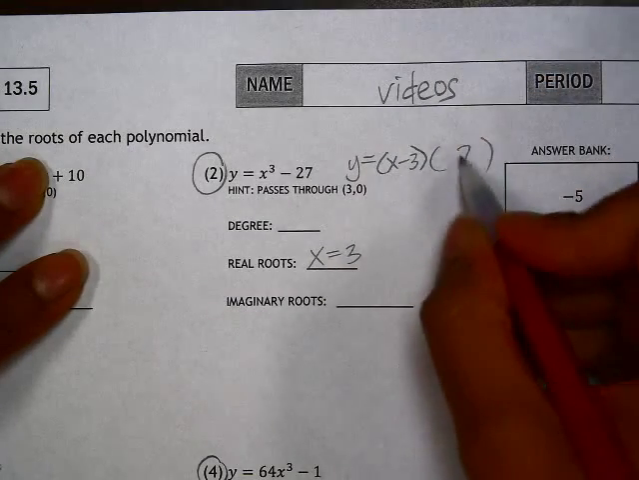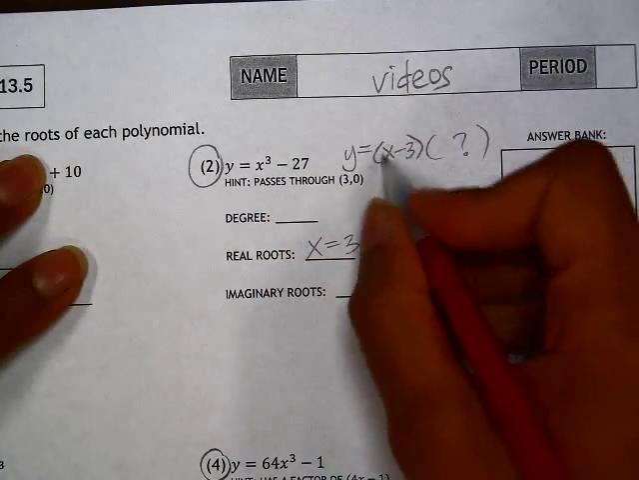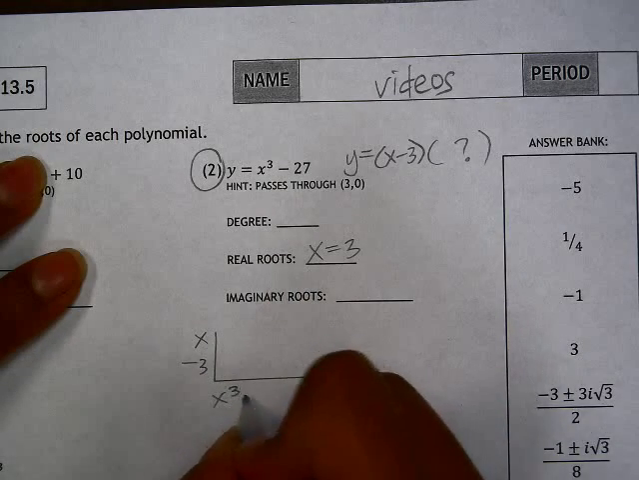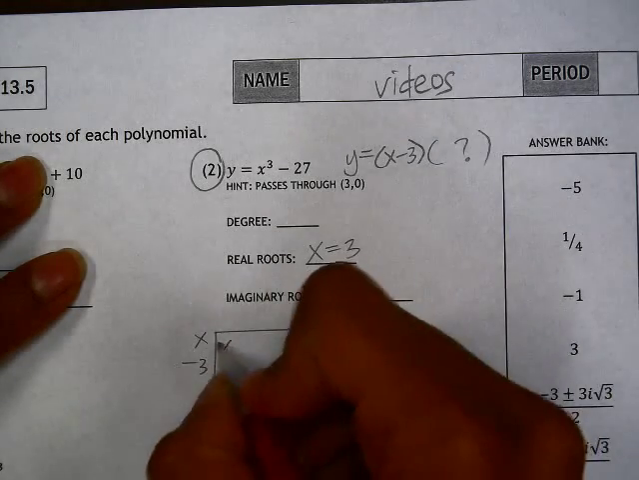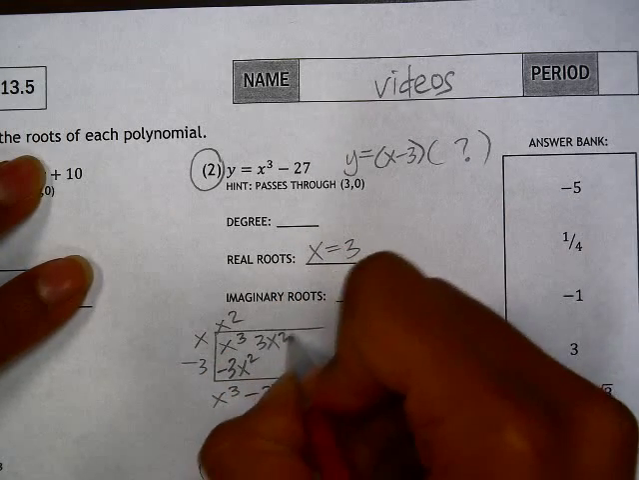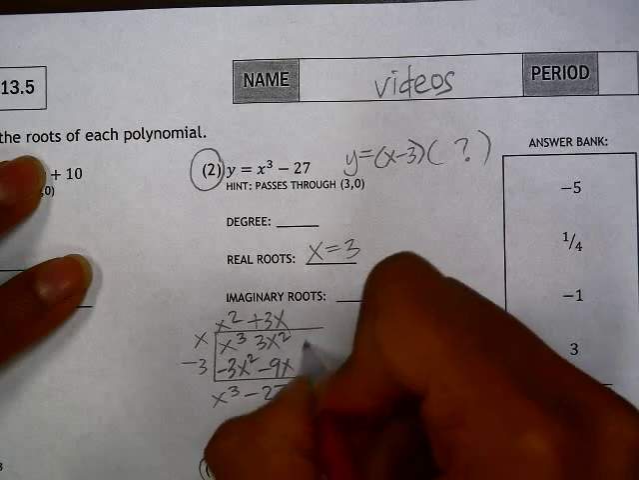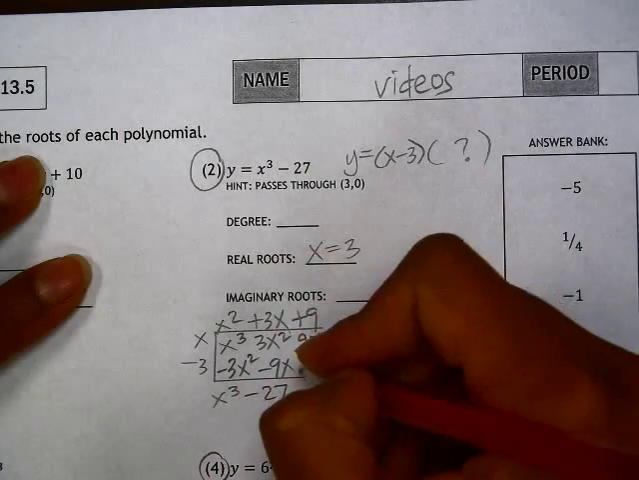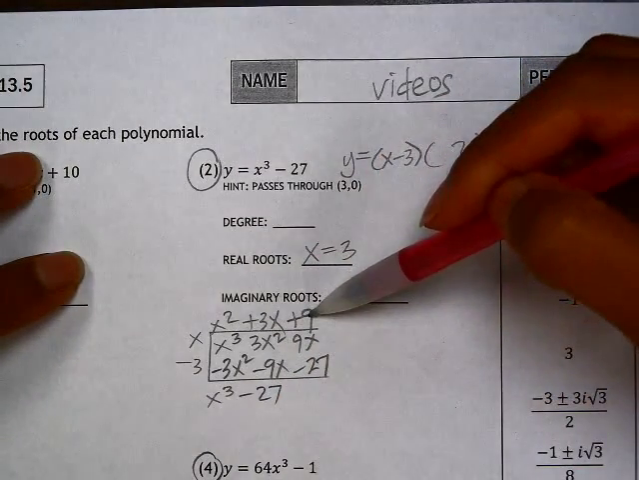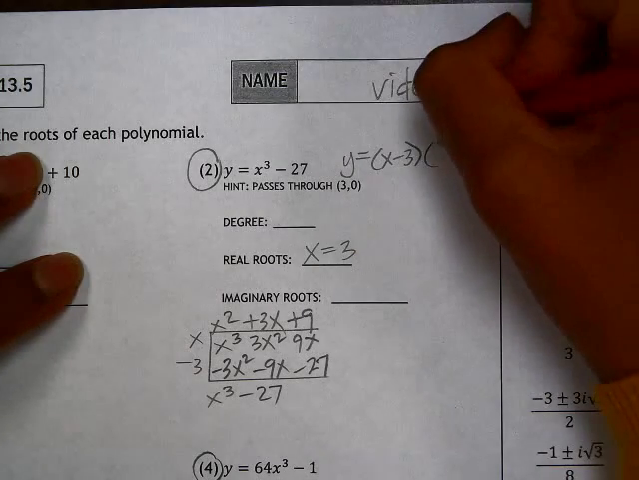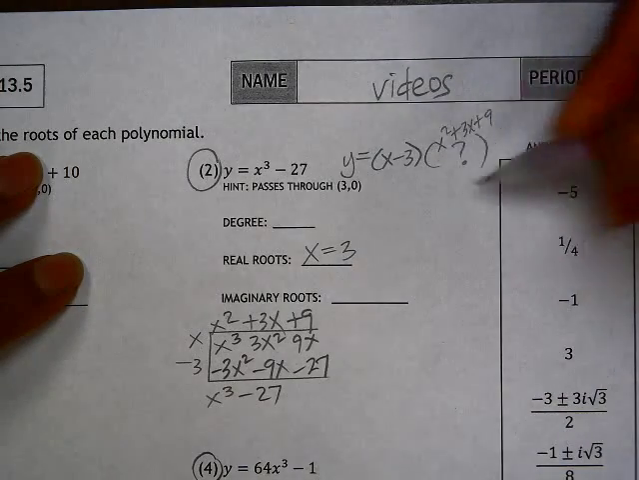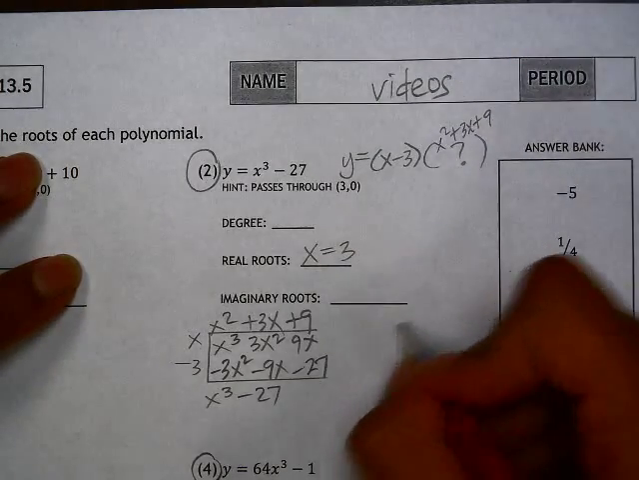I need to figure out what the other factor or factors are in order to determine the other roots. So to determine the other factors, I'm going to divide the given polynomial by the factor that we know. So x cubed minus 27 divided by x minus 3. If we do this division process, we end up with x squared plus 3x plus 9. This polynomial can't be factored any further, and so we know that this other factor is x squared plus 3x plus 9.